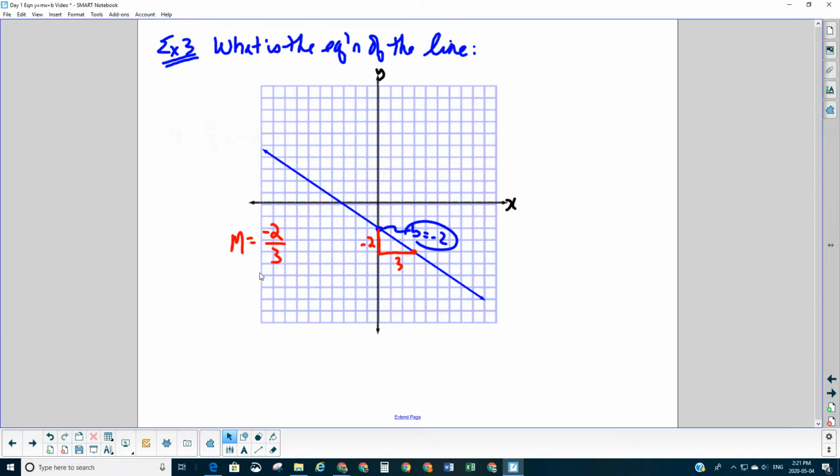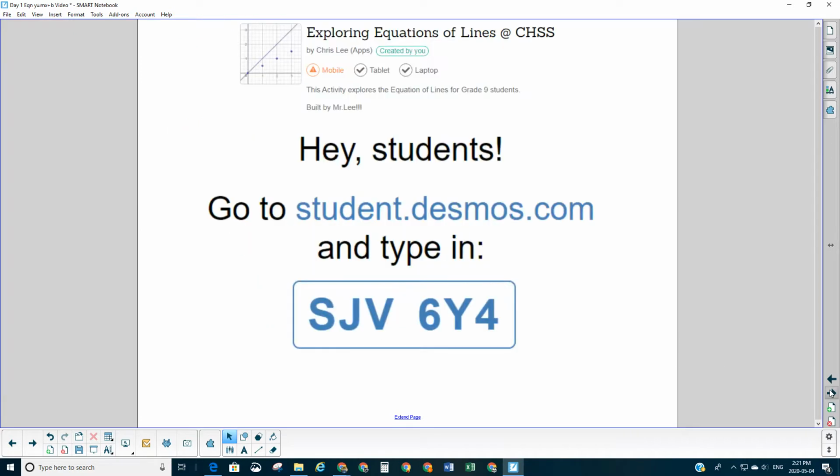The decimal in this case is negative 0.667. For one, it's not as accurate as negative 2 over 3 because the 6s go on forever. But also, seeing a change of negative 0.6667, it's hard to visualize. But seeing a change as negative 2 over 3, that I can visualize as down 2 over 3. All right, so I've got my slope and I've got my y-intercept. So I should be able to come up with the equation of this line as y equals negative 2 over 3x minus 2.